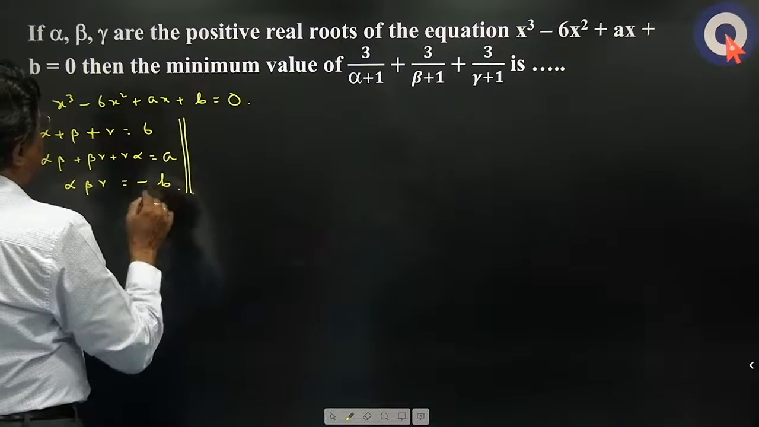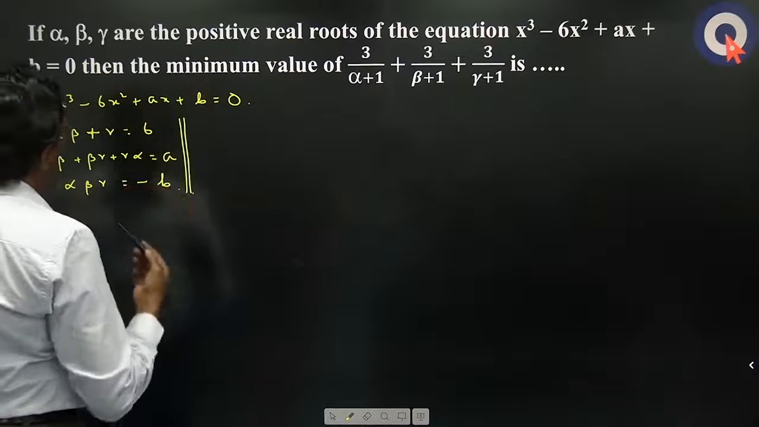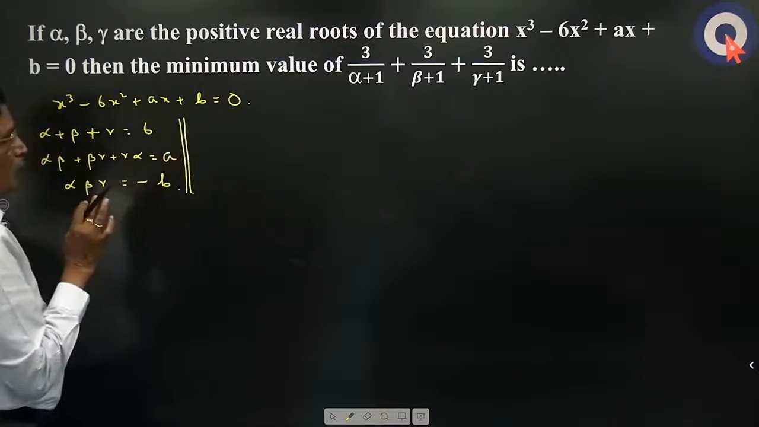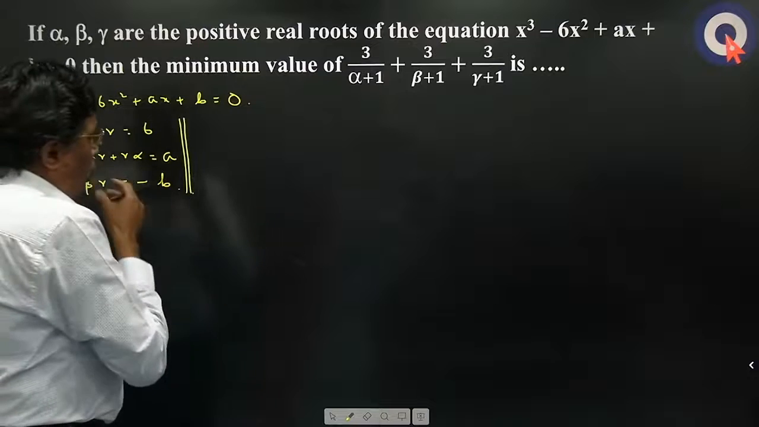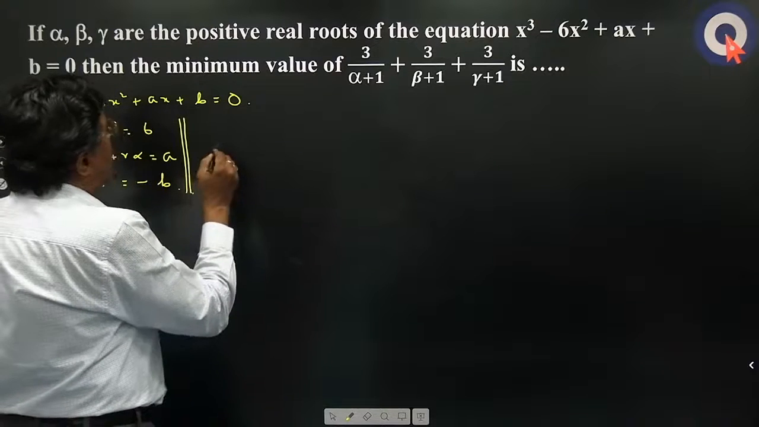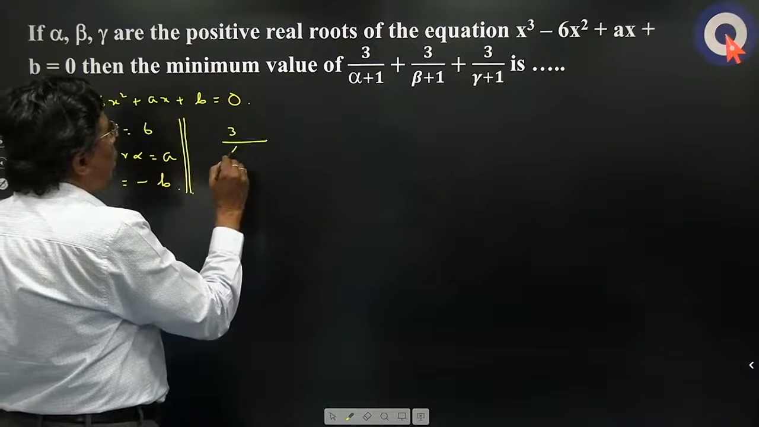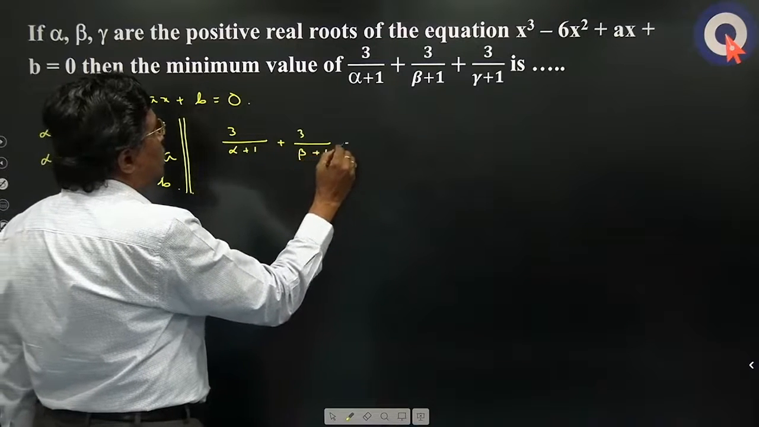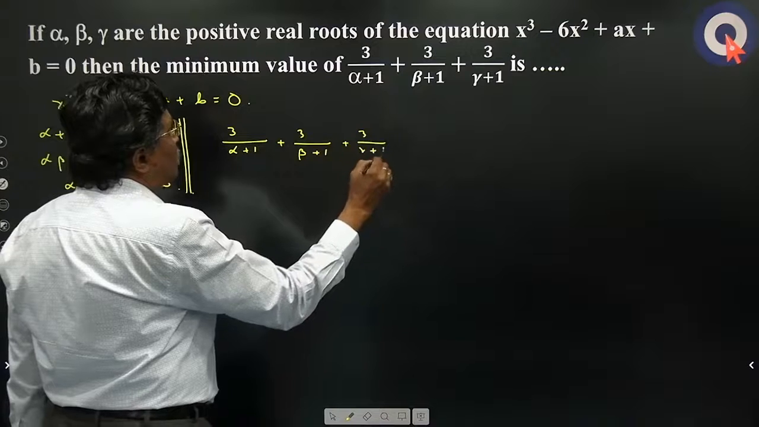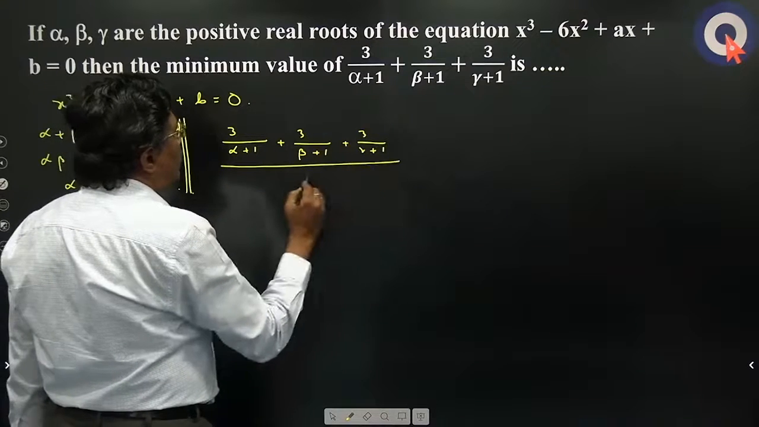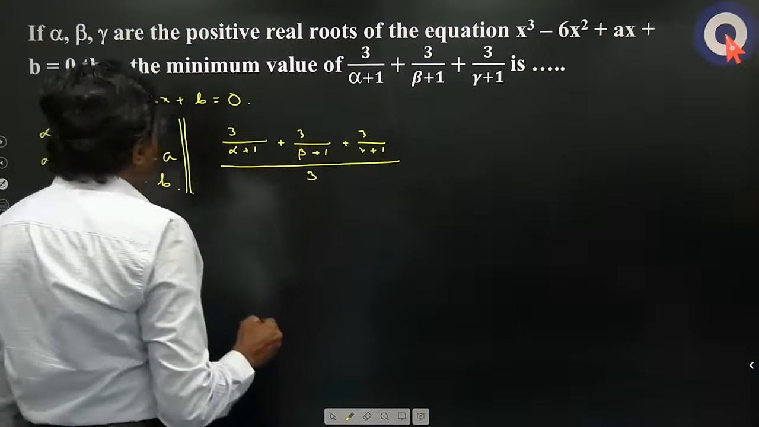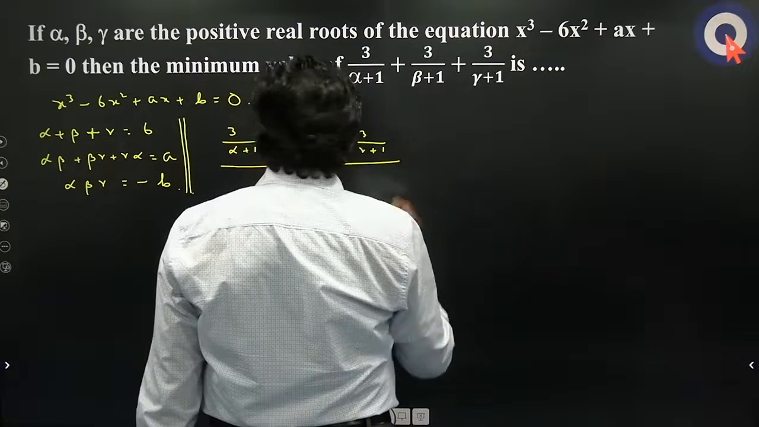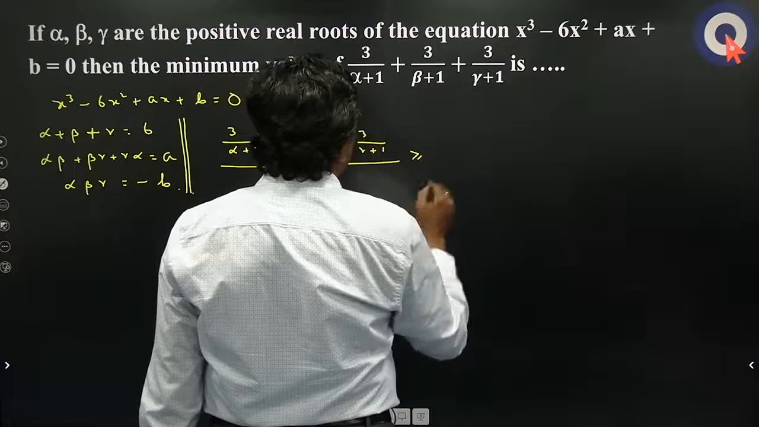Here, like in that earlier problem, here also we have an issue. A is not known and b is not known. Let me consider 3 by alpha plus 1, 3 by beta plus 1, and 3 by gamma plus 1 to be 3 positive quantities. Their arithmetic mean is this. No way to consider GM. It doesn't work out. Let us see HM.